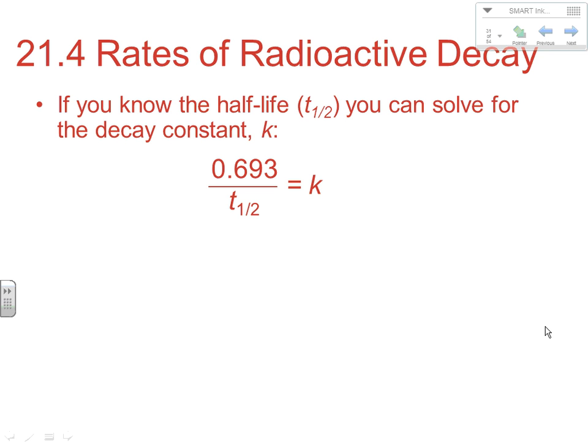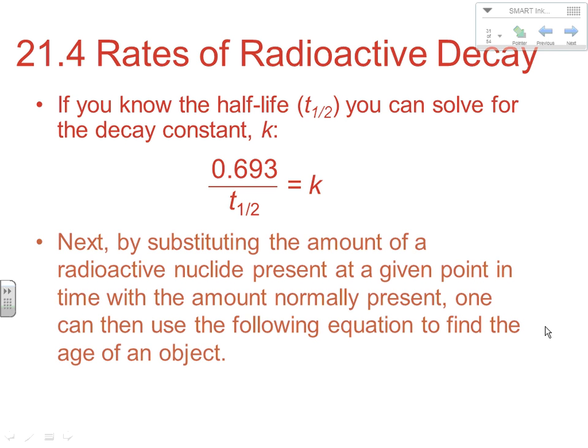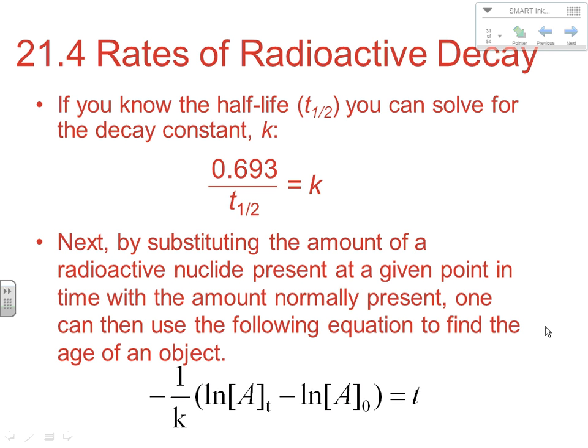So if you know the half-life, you can solve for the decay constant K. And that's typically one of the first things you'll do in a problem: they tell you the half-life. You need to know, okay, that means I can find K. So whenever you see the half-life, what you're going to be doing is solving for K.